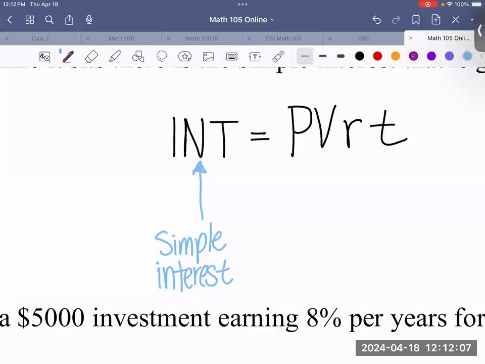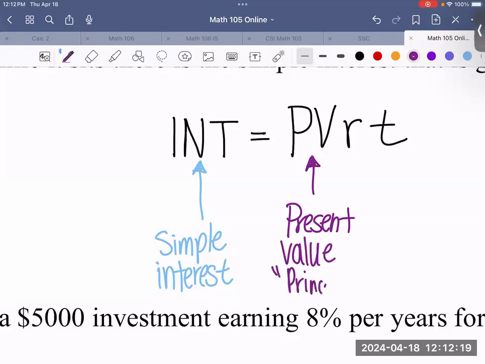So if INT is labeled for interest, then we have your present value, PV. This can also be called your principal, or your initial or your starting value, your original value, something that just says you have this right now. Then you have R, which is rate, and T for time.